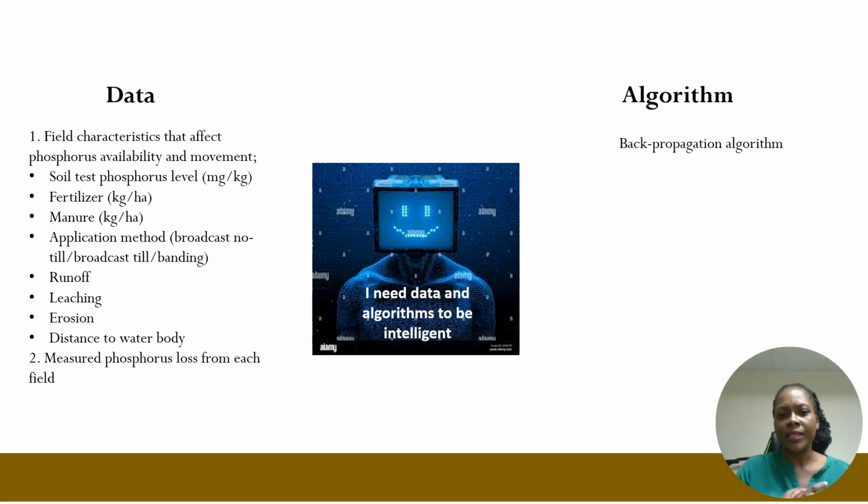In addition to those site characteristics, we also provided it with measurements of the phosphorus that was lost from each of the individual fields. And then, to enable the computer to understand, learn, and recognize patterns and solve problems, we also gave it an algorithm. So, what was the result?